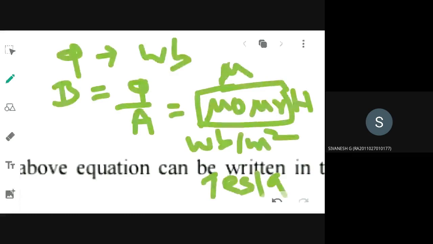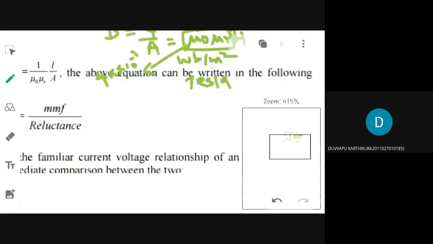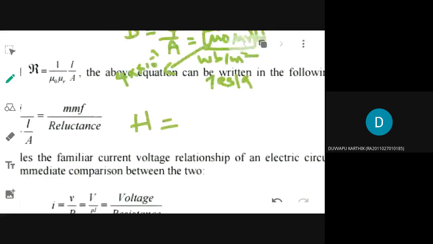What is the mu naught value? 4 pi into 10 to the power minus 7 Weber by ampere-meter. What is the H formula? How can you write H? Ni by L. So Ni represents your MMF, divided by L. What is the unit? Ampere turn per meter.